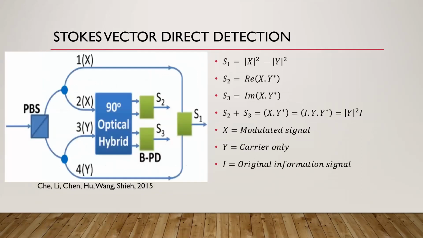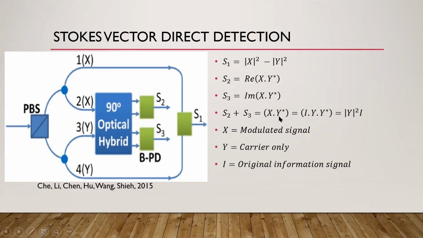So if we go back to our electrical circuit here, we see then that S2 is the real part of X by Y conjugate and S3 is the imaginary part. Now, by simply summing S2 and S3, we've got the entire X by Y conjugate. We're summing the real and the imaginary part. So therefore we get X by Y conjugate.